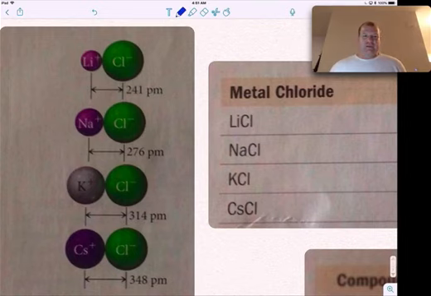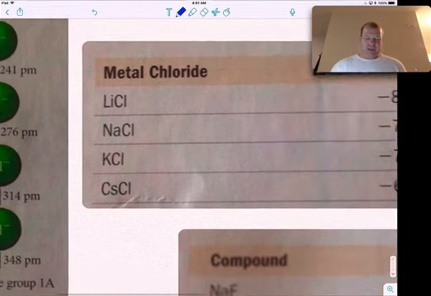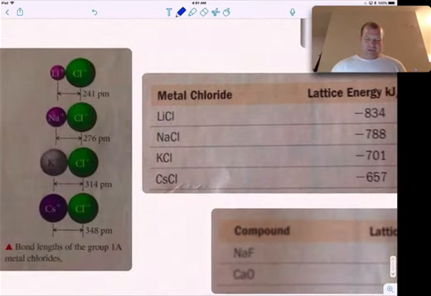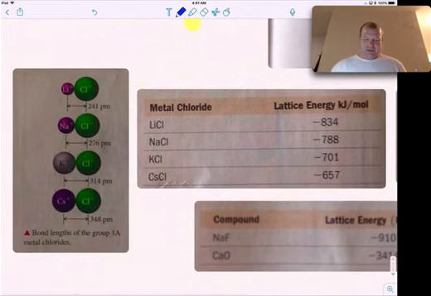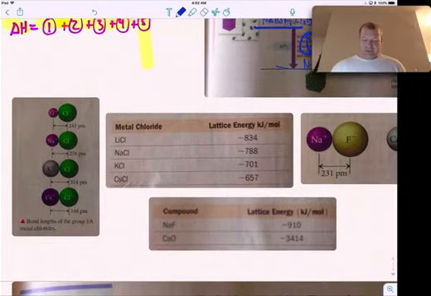So 241 picometers versus 348 picometers. And we can compare that then to the lattice energy, and you can see that, in fact, the lattice energy is higher for lithium chloride than it is for cesium chloride, and it just decreases with size. Big surprise. The bigger the ion, the more diffuse the charge, the less attraction there is.